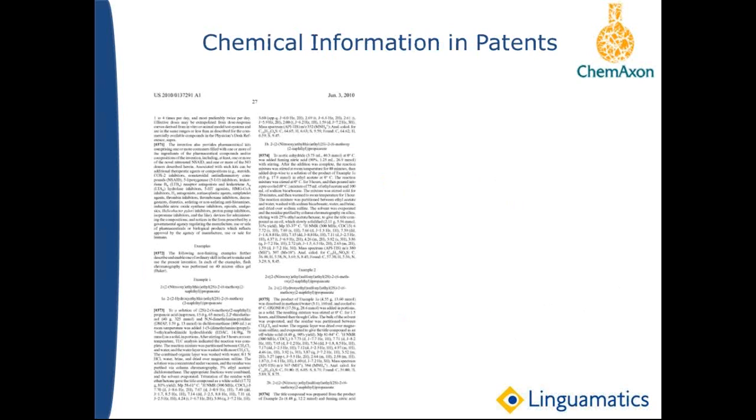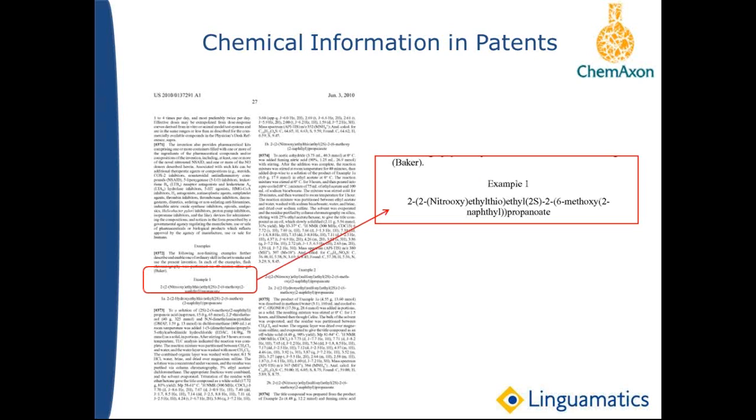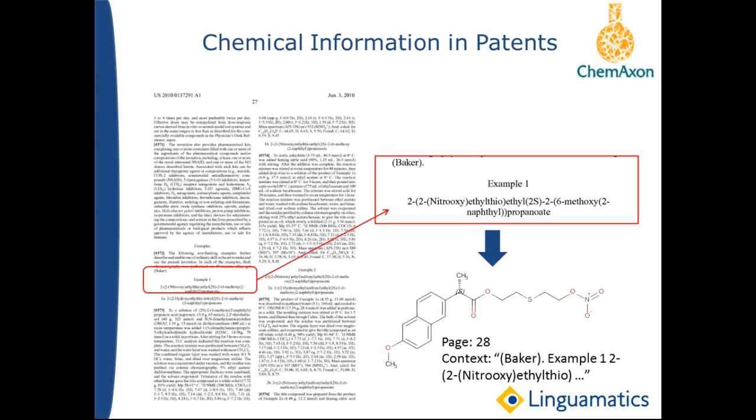We expand this technology to extract chemical information from patents. So let's say you have this chemical patent, and naming will be able to identify a chemical entity in the document and convert this chemical name to a structure. Not only do we give you the structure, we also tell you where this structure is located. For example, this structure is on page 28, and we also give you the context, like example 1 before this name. So it's very easy to go back and look for this information in the document.